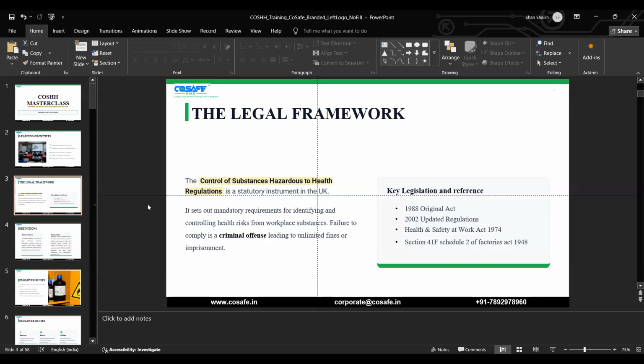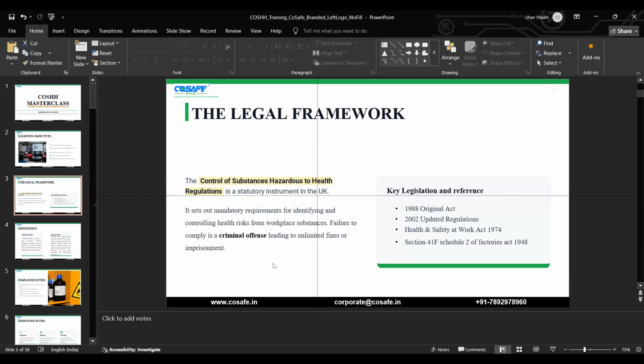The Control of Substances Hazardous to Health Regulation is a statutory instrument in the UK. So basically, it's from the UK. It is a legal framework of the UK. You can reference the key legislation from here: 1988 original act, updated regulations in 2002, the Health and Safety at Work Act 1974, and Section 41 of Schedule 2 of the Factories Act 1948. It sets out mandatory requirements for identifying and controlling health risks from workplace substances. Failure to comply is a criminal offense leading to fines or imprisonment.